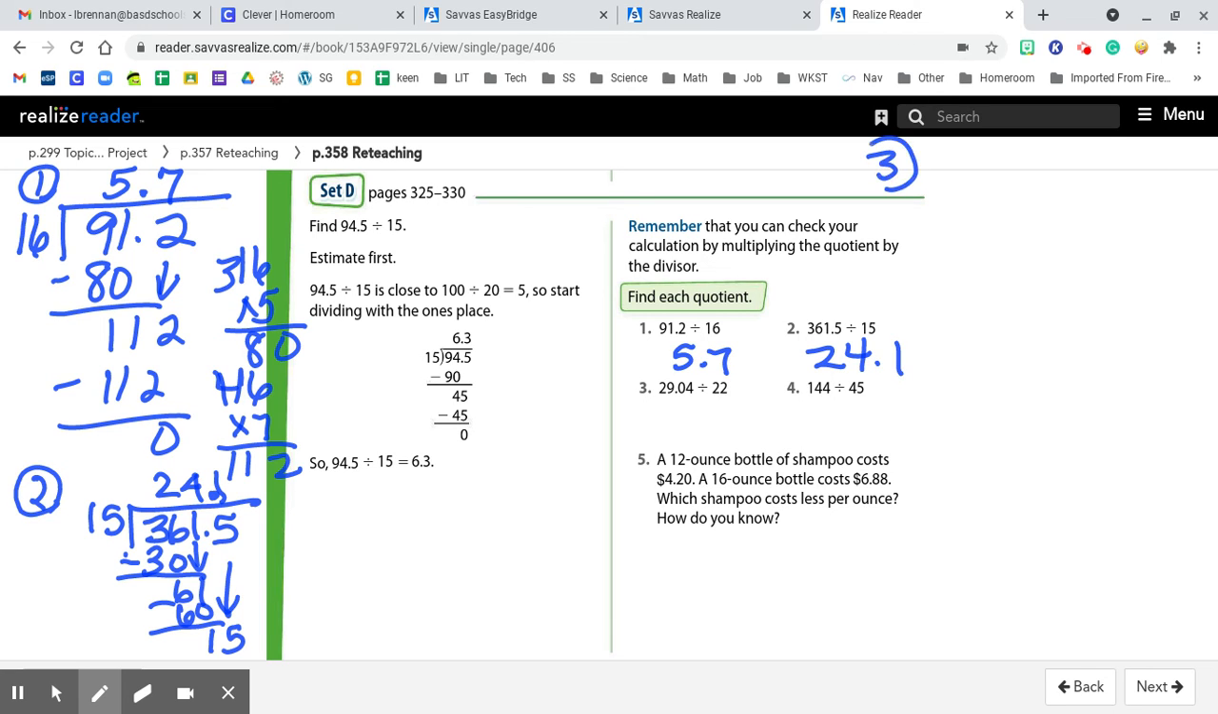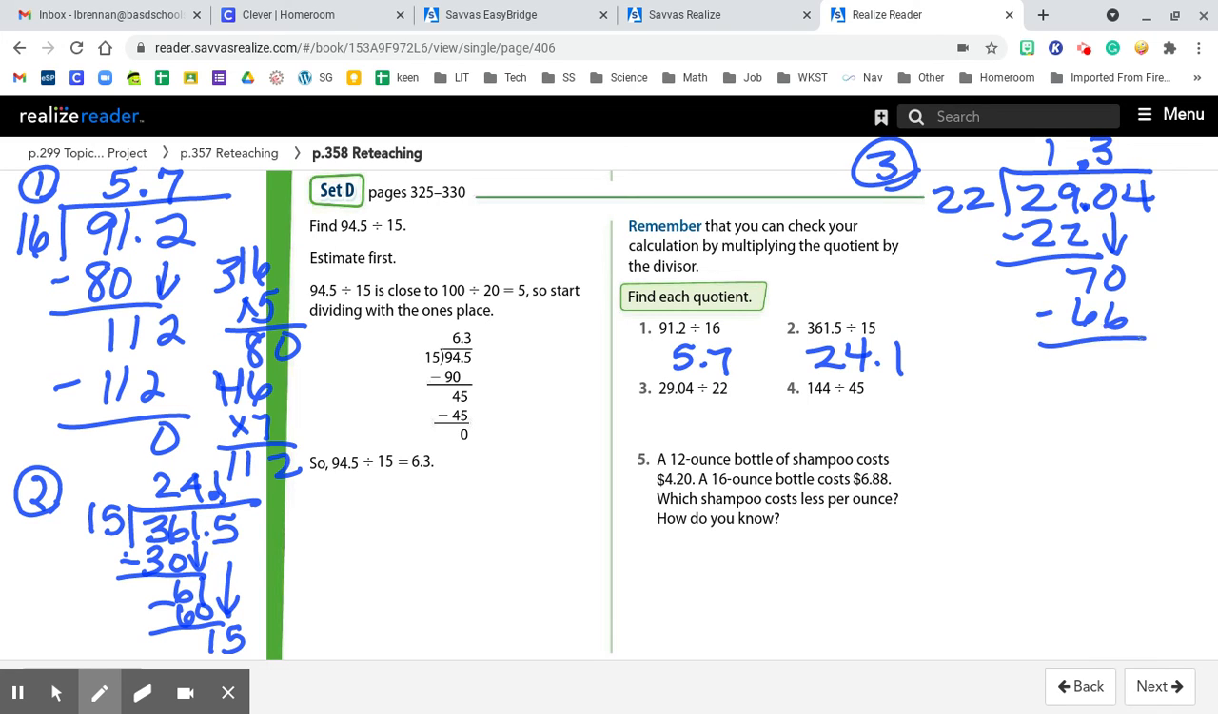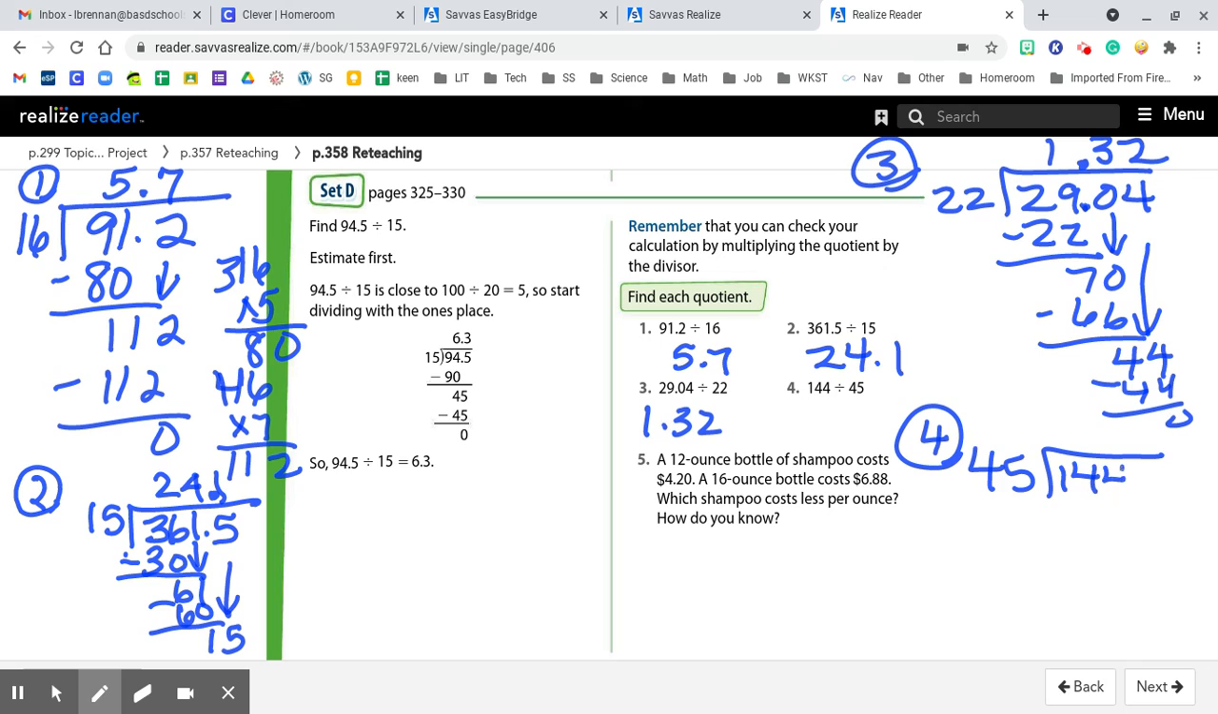For number 3, 22 going into 29.04. You bring it right up. 22 goes into 29 one time. Compare, bring down. 22 goes into 70 3 times. Subtract, compare, bring down. 22 goes into 44 2 times. So it's 1.32.